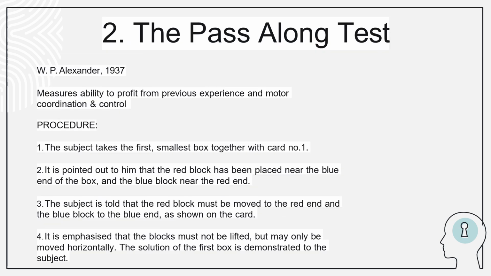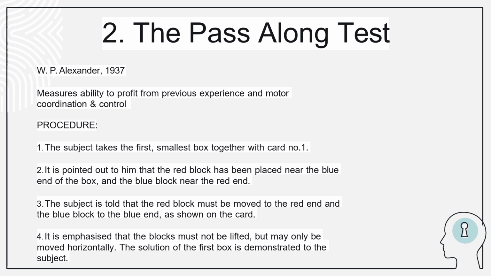Second is the pass along test, which measures the ability to profit from previous experiences and motor coordination and control. What is the procedure? The subject takes the first smallest box together with card number 1. So like you have this box. This box has various blocks and you have to arrange or move them, and you are not supposed to pick the block.